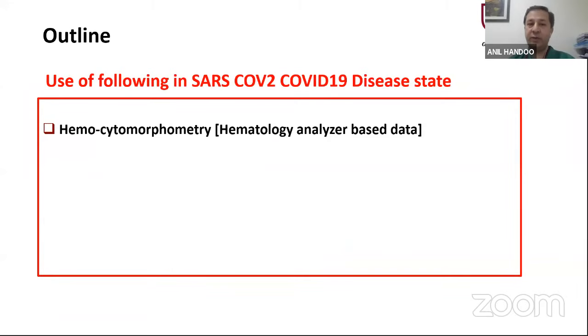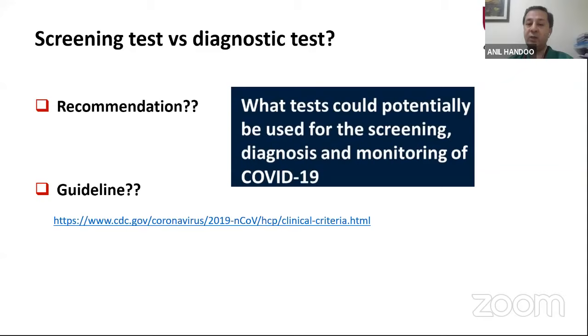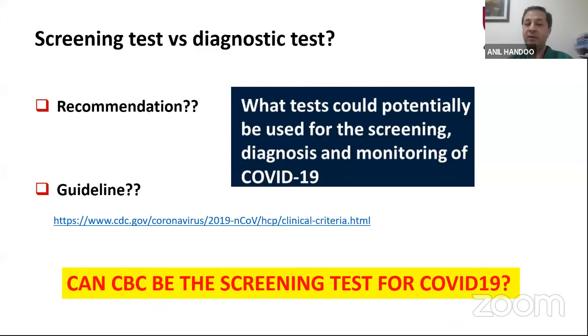That's the hemocytomorphometry. And in this part of it, I would like to first ask a question again, which is, which screening or diagnostic test would be most useful, which is recommended, and what is the guideline? Of course, there are lots of guidelines which are available, but what test could potentially be used for screening and diagnosis and monitoring of COVID-19? Now, if we look at these tests, the tests which are commonly talked about are the antibody and the RT-PCR based tests. But can CBC be a screening test for COVID-19 is a burning question. And I know a lot of you would know the answer, but as we go along with the presentation, probably we will be able to understand what we are talking about.